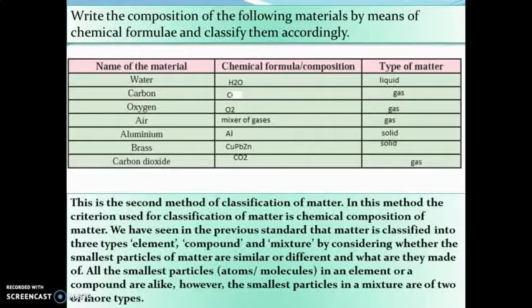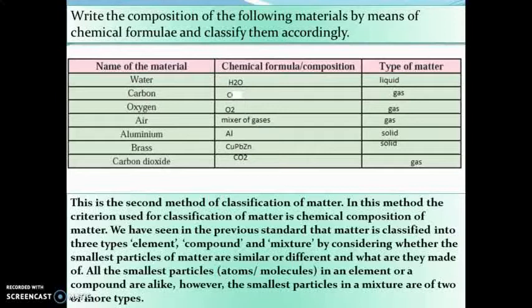Air, we all know that it's a mixture of gases, so there is no chemical formula as such. Its composition is a mixture of gases. Type of matter is a gas. Aluminium, which is a metal, its chemical formula is Al, and it's a solid.